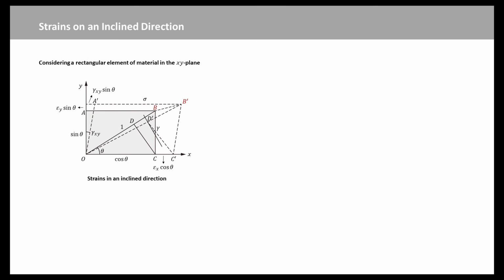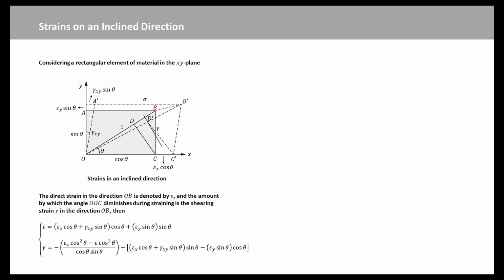For a two-dimensional system of strains, the normal and shear strains in any direction are known if the normal and shear strains in two mutually perpendicular directions are given. Consider a rectangular element of material OABC in the xy plane. It is required to find the direct and shear strains in the direction of the diagonal OB. When the normal and shear strains in the directions OX, OY are given, suppose epsilon x is the strain in the direction OX, epsilon y the strain in the direction OY, and gamma xy the shear strain relative to OX to OY. All the strains are considered to be small.